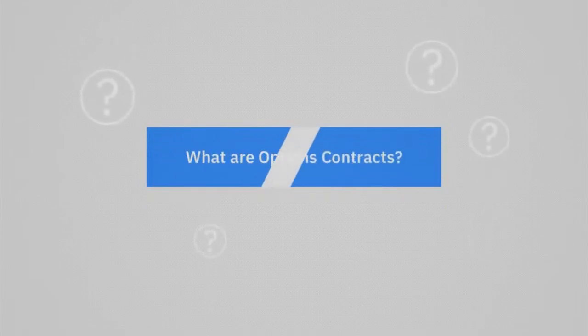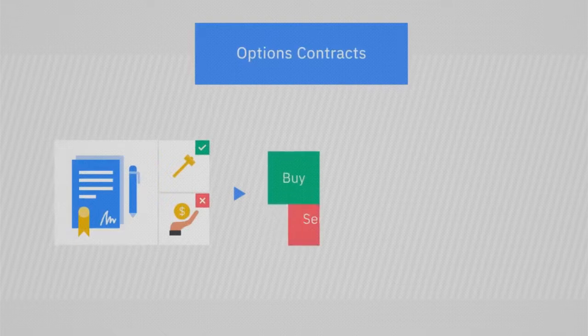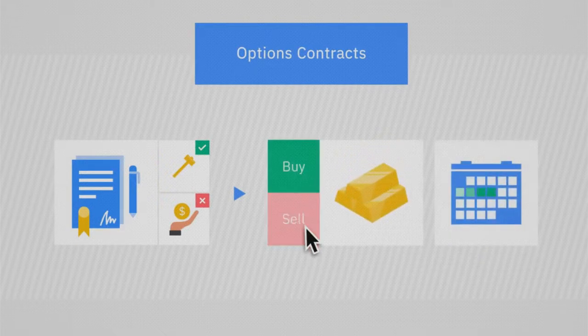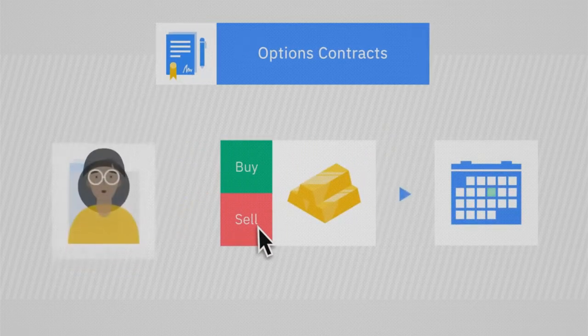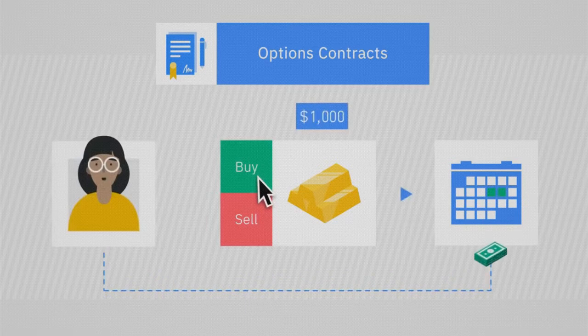What are options contracts? An options contract gives you the right, not the obligation, to sell or buy underlying assets at a predetermined price on or before the expiry date. The option contract allows you to profit if the underlying asset moves in your favor before the expiry.